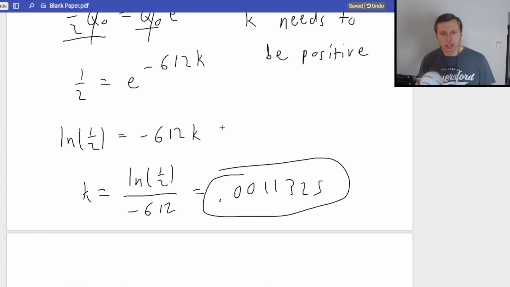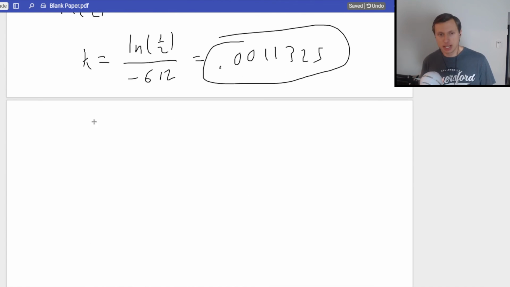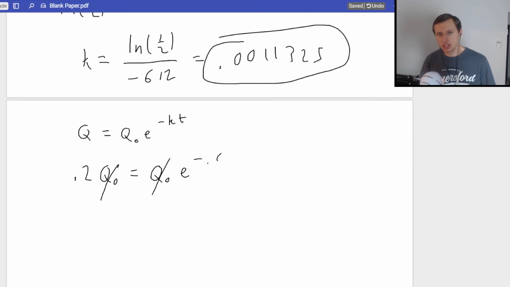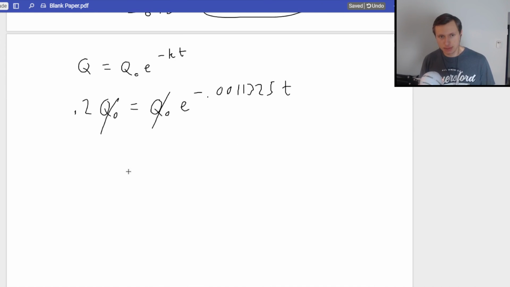Okay, so just finishing up this problem then, we're saying that Q equals Q naught e to the negative kt. I like to rewrite it every time because it's helpful. So the final, again, is 0.2 Q naught. It's 20% of my initial, equals whatever my initial was. Again, these will cancel. e to the negative 0.0011325, that's what k was, times t. And now I just need to solve for t.